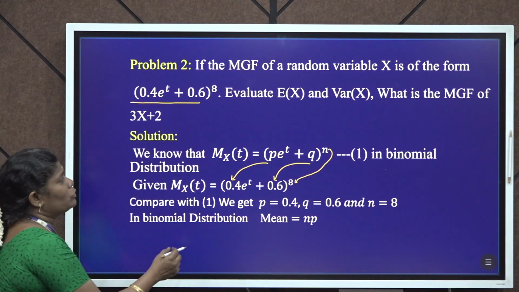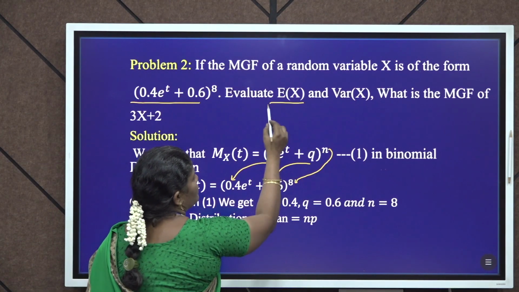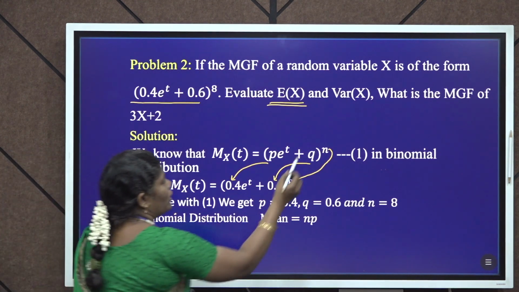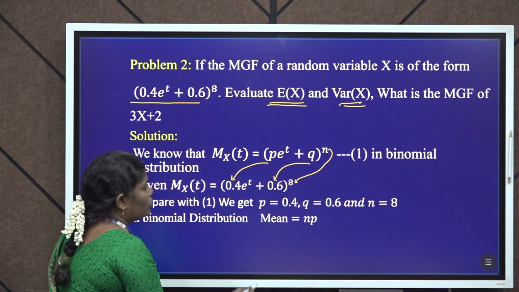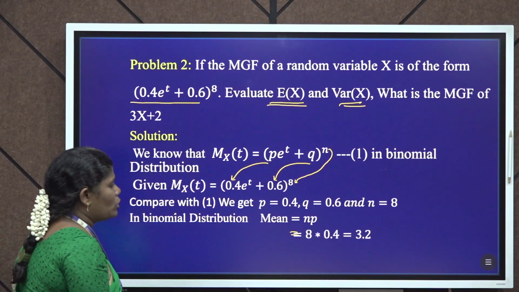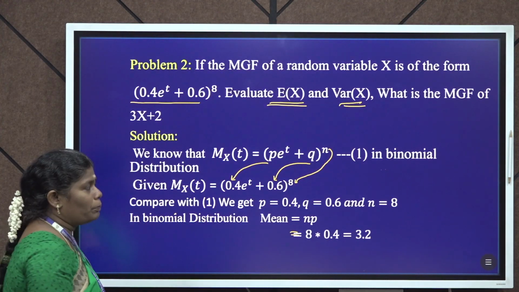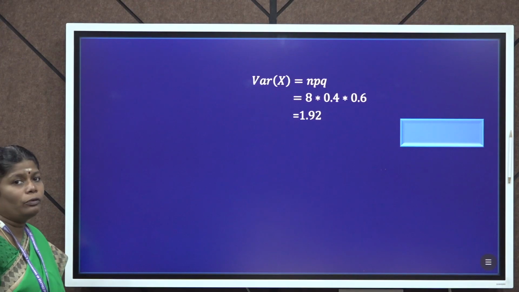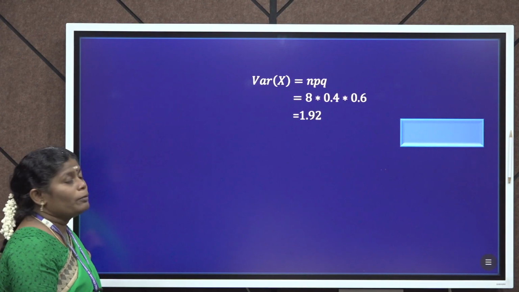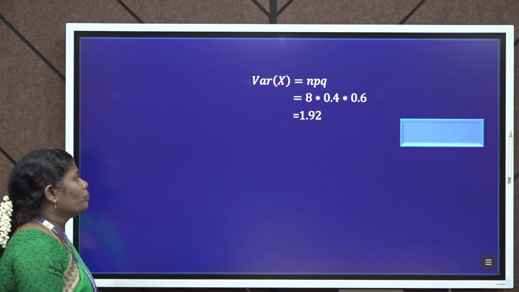In binomial distribution, E(X) is the mean, mean equal to np, variance equal to npq. So n is 8, 8 into 0.4, this equal to 3.2, and variance equal to npq, this equal to 8 into 0.4 into 0.6, we get the answer 1.92.